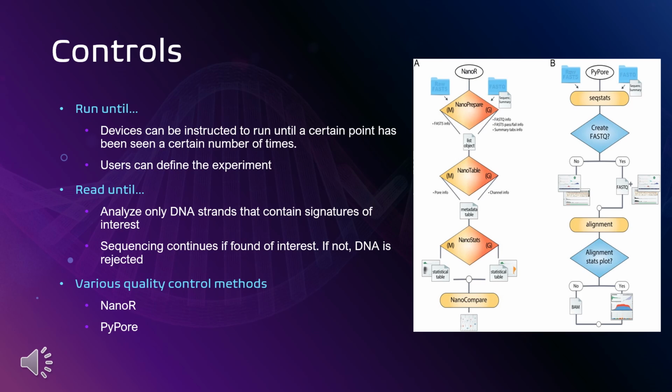The figure on the right shows the workflow for the QC methods NanoR and PyPor that were developed by David Bolognini and team. You start with FASTQ and FAST5 sequencing files that are recorded from the nanopore devices, run the sequences, and compare them using a program called NanoCompare. Another program called SeqStats can perform data conversions and quality assessments all at once.